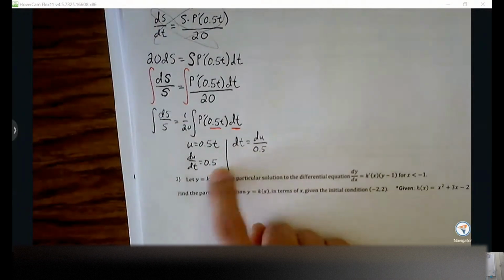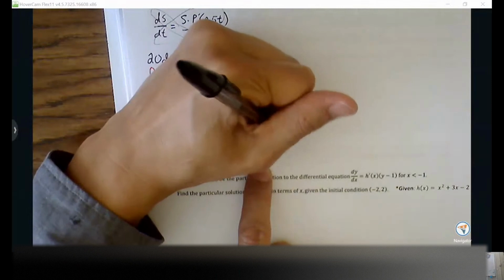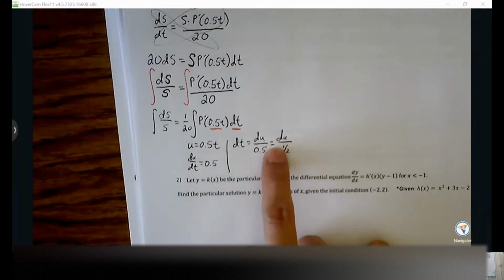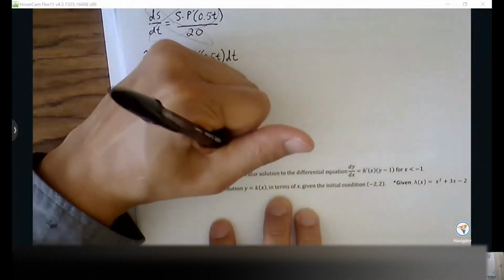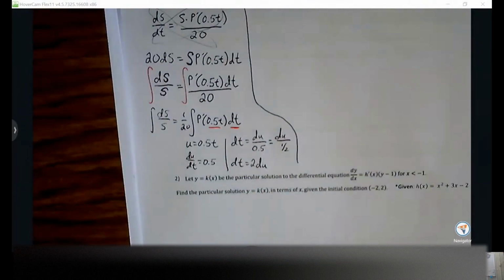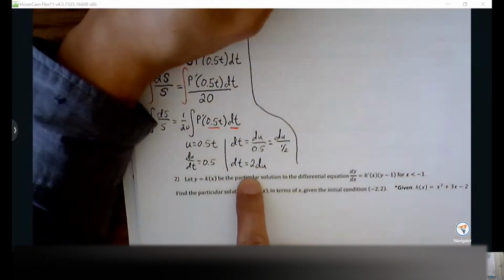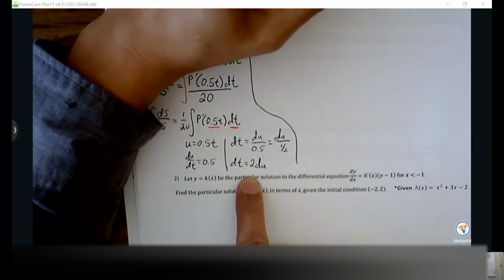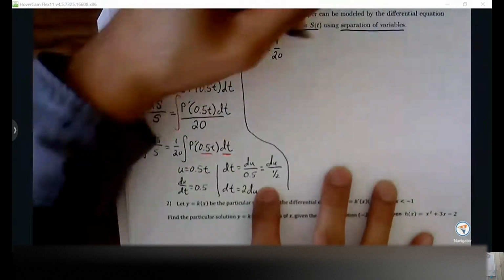Okay, so cross multiply here, solve for dt, I get du over 0.5. Now du over 0.5, the same thing as du over 1/2. And if we do a little bit of cleanup here, we can make this a little cleaner and say that dt equals 2 du. So I'm just going to wait on the left side until the right side is ready, and I'll take the integral all at once.